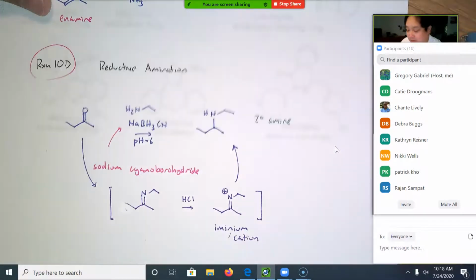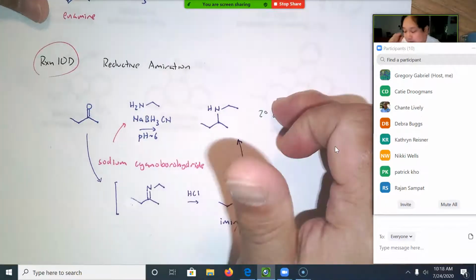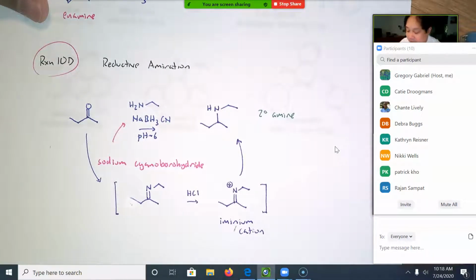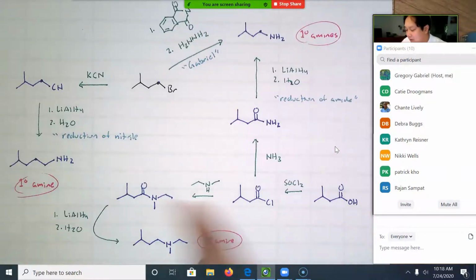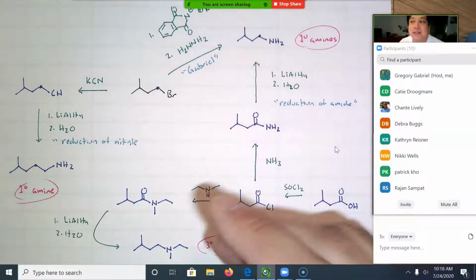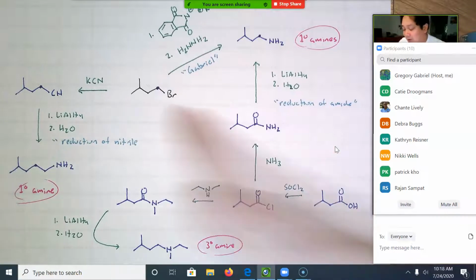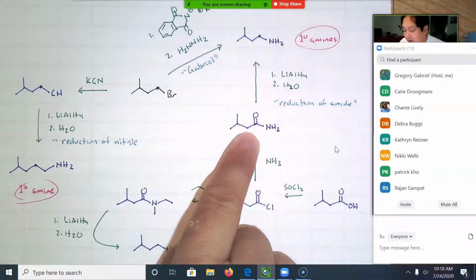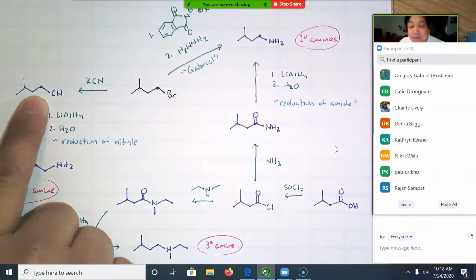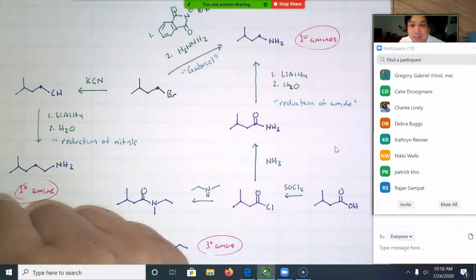It's just one reaction. Why would this be important? Because look at my starting material, aldehyde or ketone. You notice that I have no aldehydes or ketones anywhere on the roadmap. So it's another method to make an amine if you're not given an alkyl halide, if you're not given an amide, if you're not given a nitrile. But if you're given an aldehyde or ketone, you could definitely make the amine.